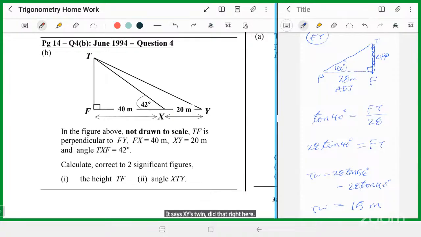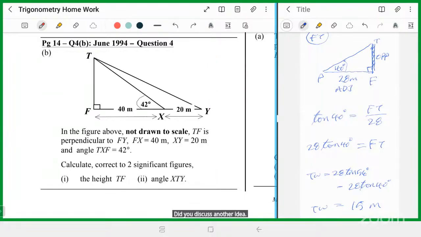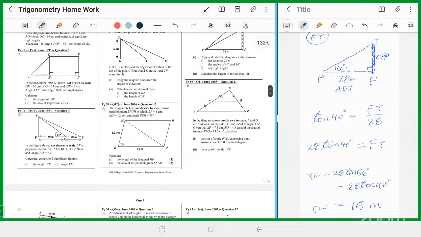Oh, we did this question in class the other day. We're asked to find XTY up here. We did this question already.